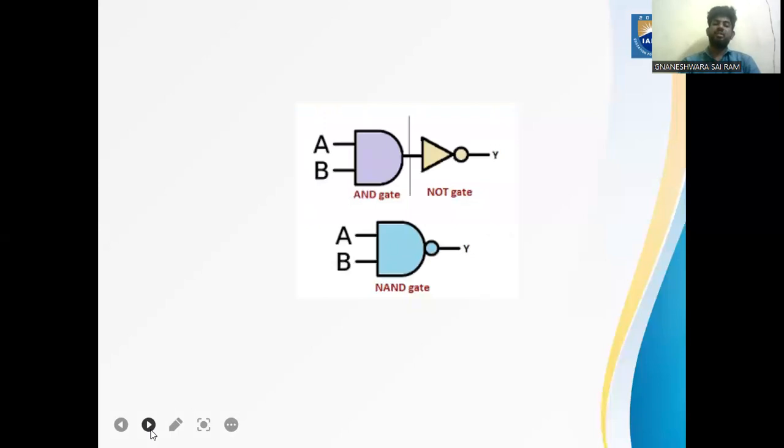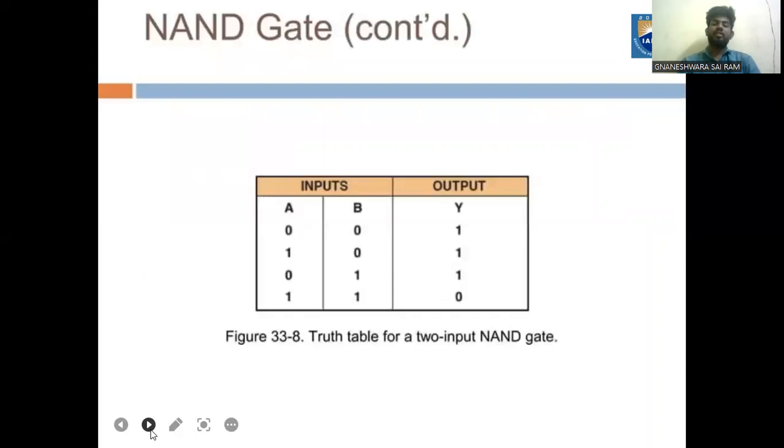This is the symbol of a NAND gate and the truth table of NAND gate. If A equals 0, B equals 0, then output will be 1. If A equals 1, B equals 0, output will be 1. If A equals 0 and B equals 1, the output will be 1. If both are 1s, the output will be 0.